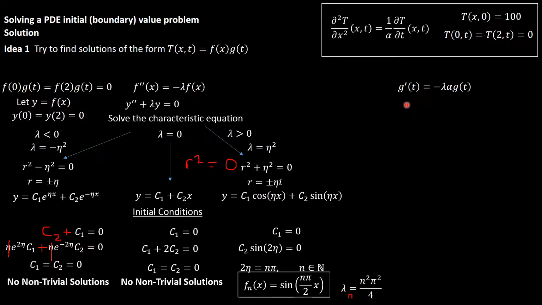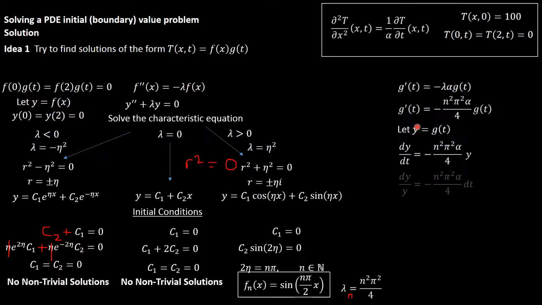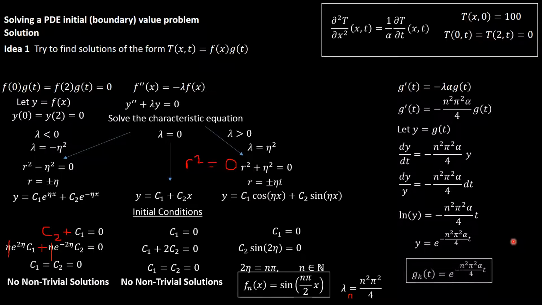And now we go over to our other equation that g of t had to satisfy from our separation of variables. And g of t satisfies this. This is actually not too bad. This is a separable equation. When you let y equal g of t, you can separate variables in the ODE's sense of separating variables. And so we have dy over y equals this. Integrate both sides, and solve for y.